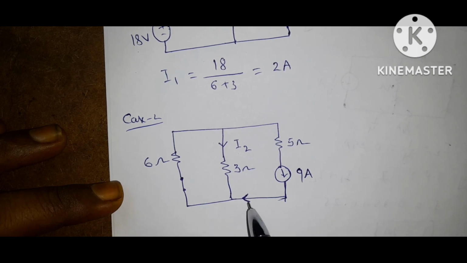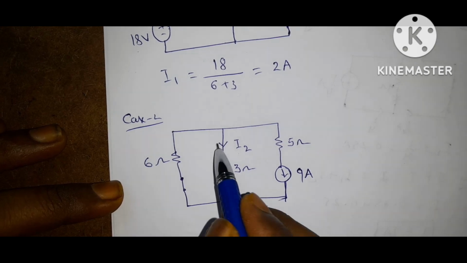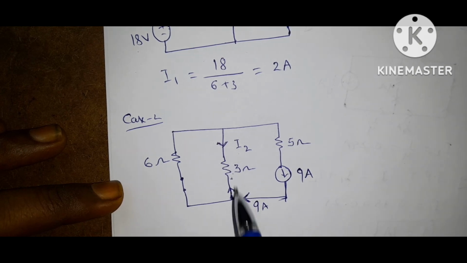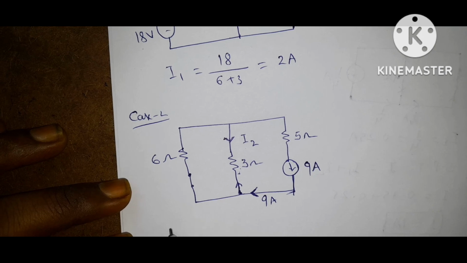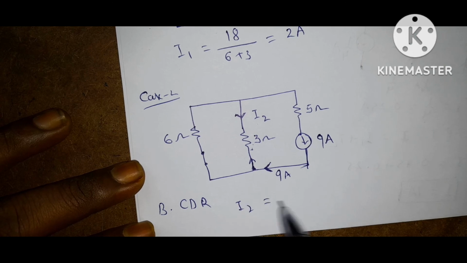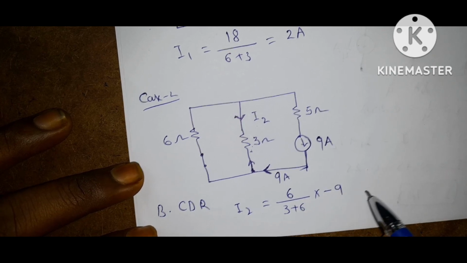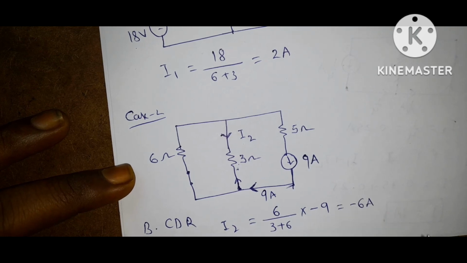Here the current source value is 9 amps. Two resistors are connected in parallel, so you can apply the current division rule. The current enters the 3 ohm resistor here, so the current must go in this direction. But the current is coming towards this node, so you need to take a minus, that is negative. So by the current division rule, I2 is equal to the opposite resistance 6 by the total resistance 3 plus 6, into minus 9. So you will get minus 6 amps.